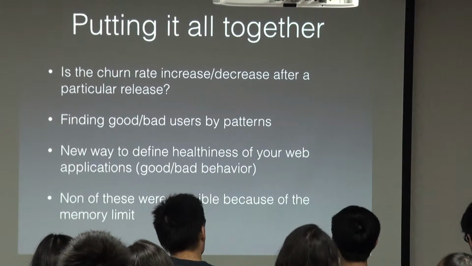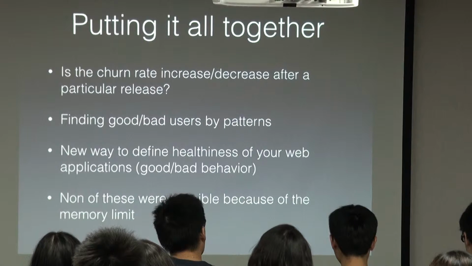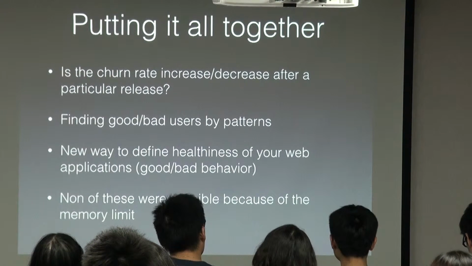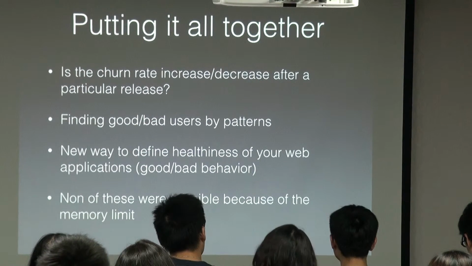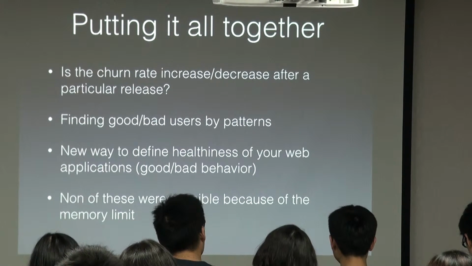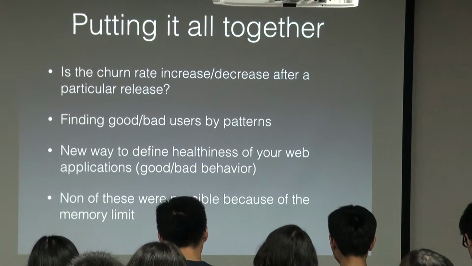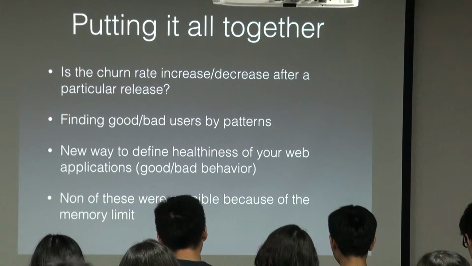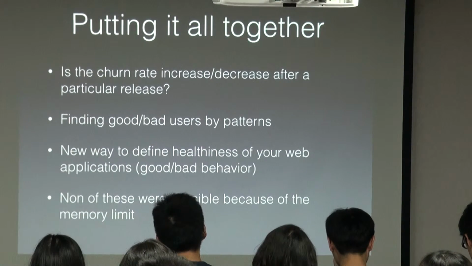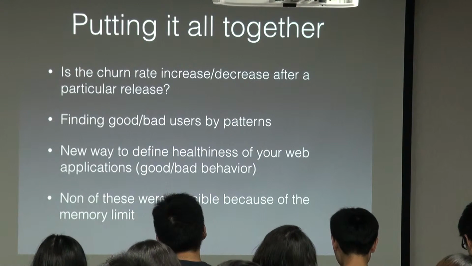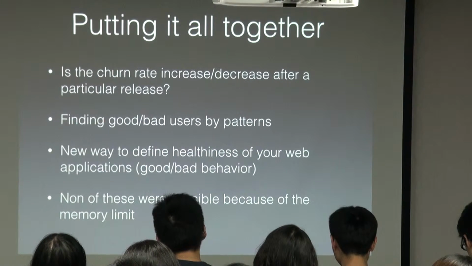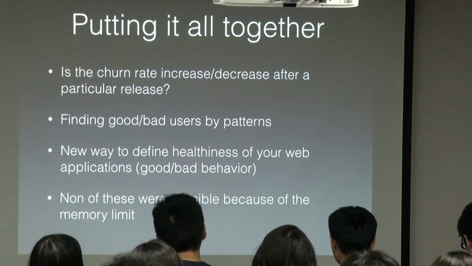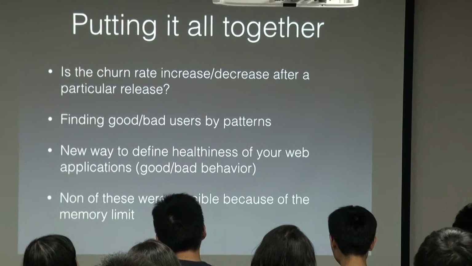So, putting those things together, what can you tell about the business value of the demo I just demonstrated? For example, you can calculate the churn rate, that is, whether a customer returned to your website. Did it increase or decrease after a particular release? It can also help you find good or bad user patterns. I was just demonstrating a very simple pattern that I generated manually, but if you work with real-world data, you can probably see more patterns that you couldn't see in the demo.